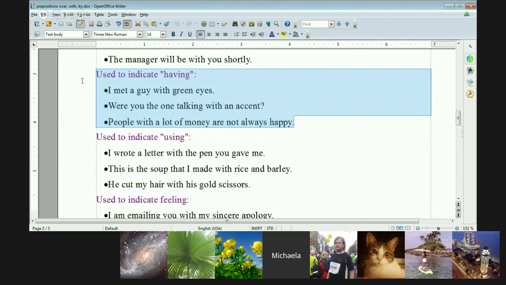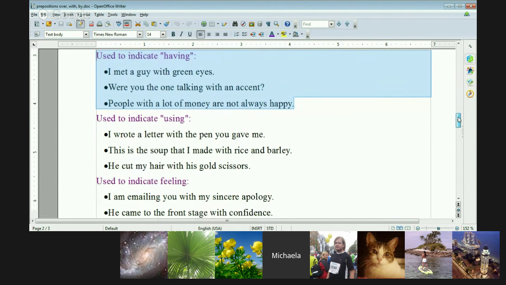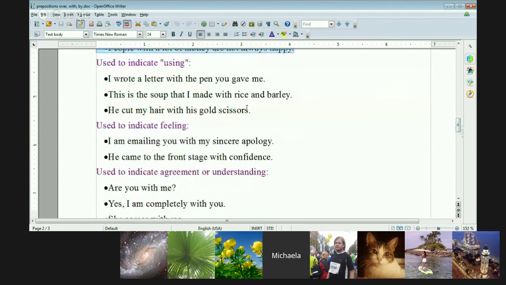Used to indicate having. I met a guy with green eyes. Were you the one talking with an accent? People with a lot of money are not always happy. Thank you very much. And Ampere, this section.